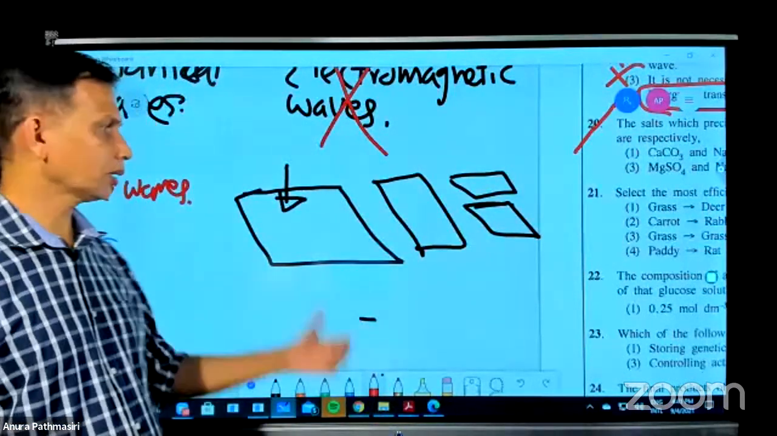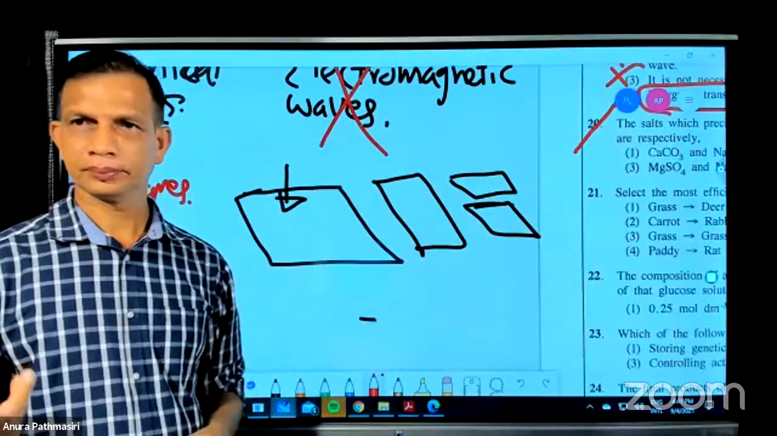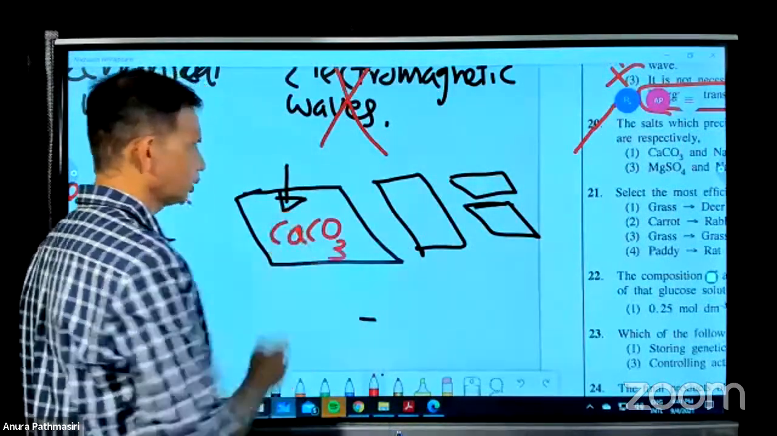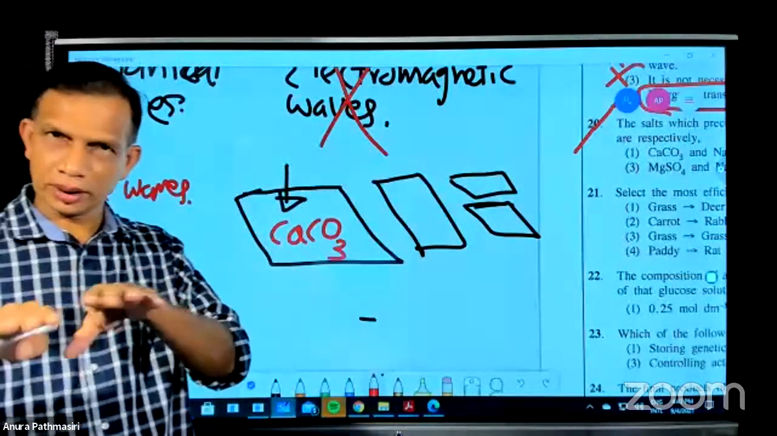What are the things deposited in the first tank? Calcium carbonate. Calcium carbonate, thank you very much. I will accept your answer. Calcium carbonate is deposited at the bottom.